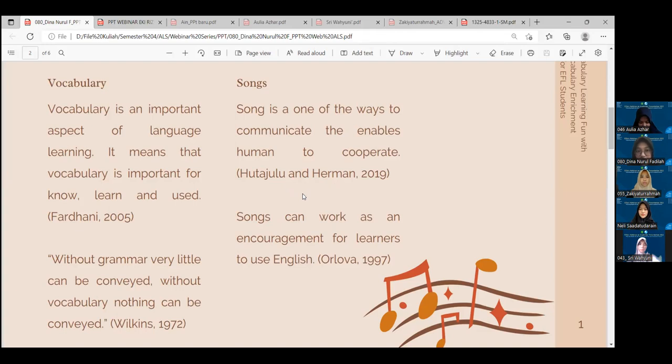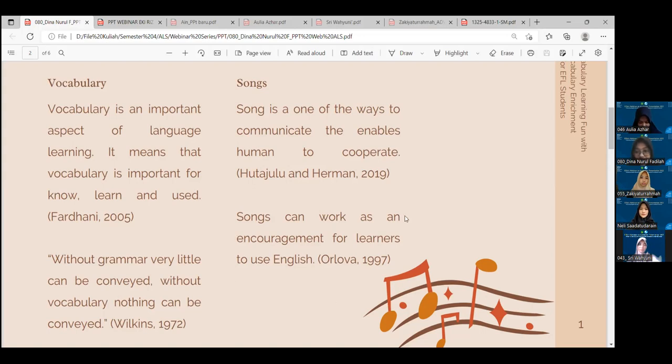According to Hutalaju and Herman in 2019, song is one of the ways to communicate that enables humans to cooperate. Song is considered to be a system of communication with other people, using sounds and lyrics to express a feeling, sense, idea, emotion, or thought. Songs contain many topics or themes, such as love, family, and events that have been experienced, etc.